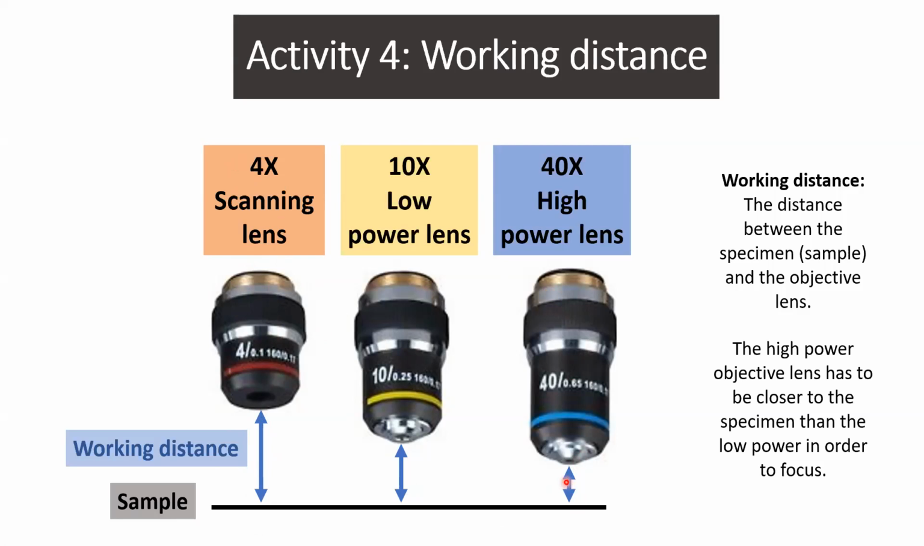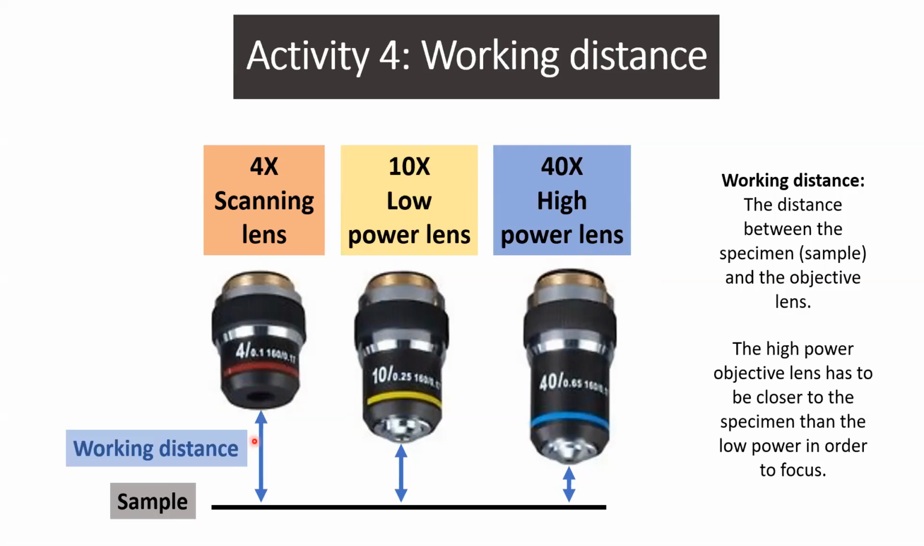The high power objective lens has to be closer to the specimen than the low power in order to focus. So we know as magnification increases, our field of view decreases, and now as magnification increases, our working distance also is going to decrease.